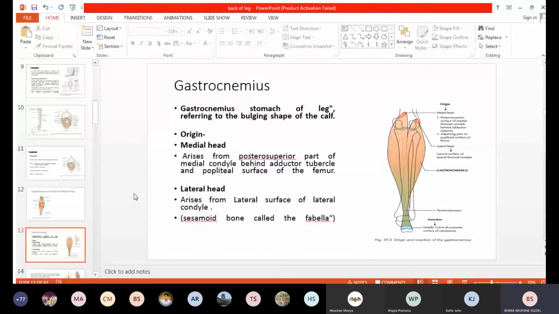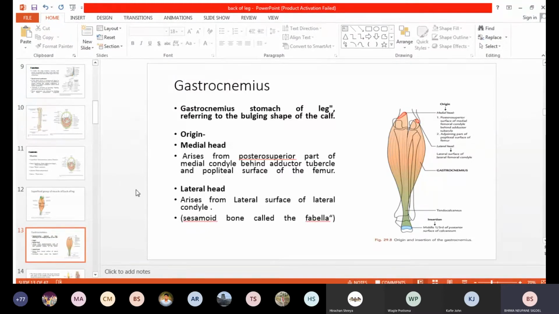Sesamoid bones are bones which grow in the tendon of a muscle, like the patella in the quadriceps femoris. That is also the largest sesamoid bone in our body. Along with this, another example of a sesamoid bone is the fibula. Their function is to reduce friction, and they also change the direction of the muscle pull. These are the functions of the sesamoid bone.